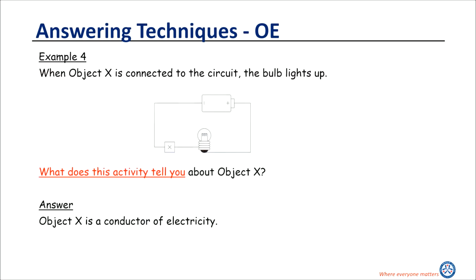Let's read the next type of question. What does this activity tell us? If object X is connected to the circuit and the bulb lights up, we can conclude that object X is a conductor of electricity. Again, explanation is not needed for this question.